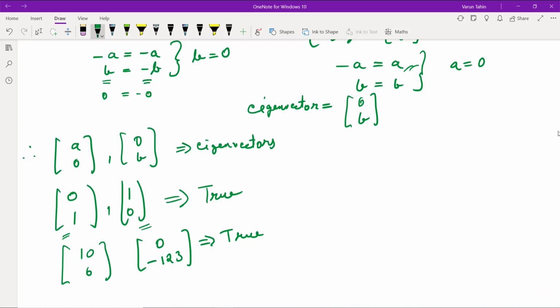We have to note that eigenvectors are usually reported in the normalized form. That is, though there are an infinite number of vectors that lie on the x-axis, conventionally we would report the eigenvector 1, 0, and similarly the second eigenvector as 0, 1. But it would not be incorrect to say that 10, 0 and 0, minus 123 are also the eigenvectors of this matrix.